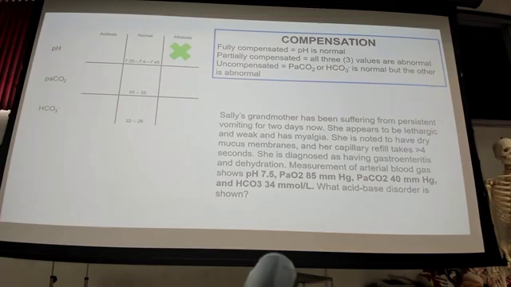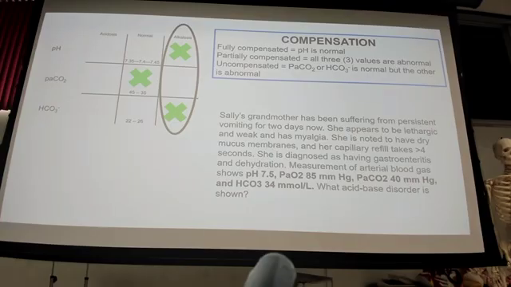Alkalosis, right? What about the carbon dioxide? Normal, right? That makes sense? And then the bicarbonate is alkalosis. So what are we saying for this patient? Say again? Metabolic alkalosis. Metabolic alkalosis. Does that make sense?